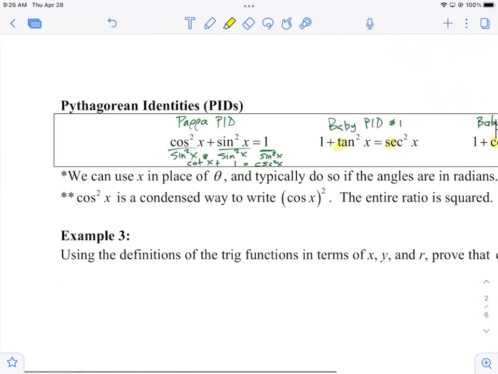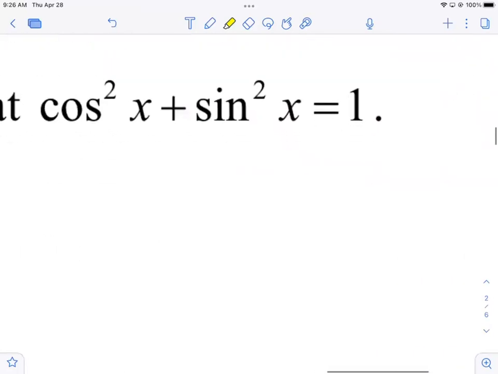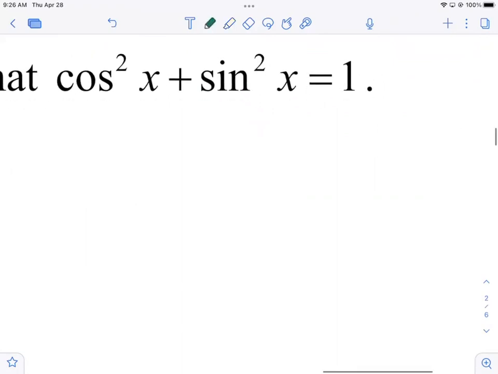All right. So let's go ahead and do example 3. We're going to prove Papa PID. We're going to prove that cosine squared of x plus sine squared of x equals 1 for any angle x. It always is. Okay. First thing we do to prove it is draw a line down the middle. And then we choose the side to start on. Which side has more information, left or right? The left.